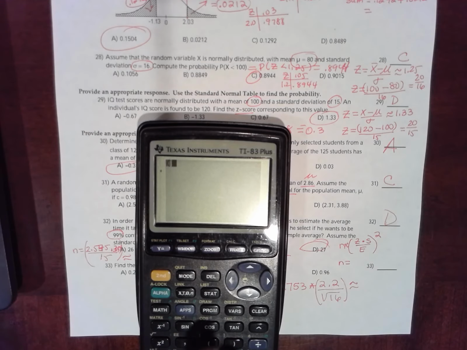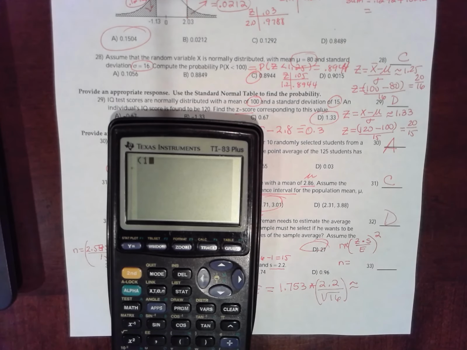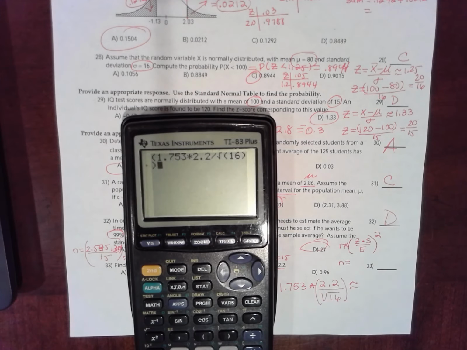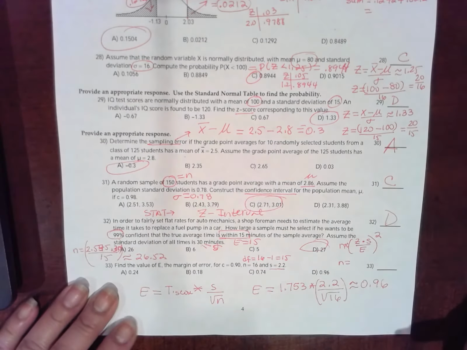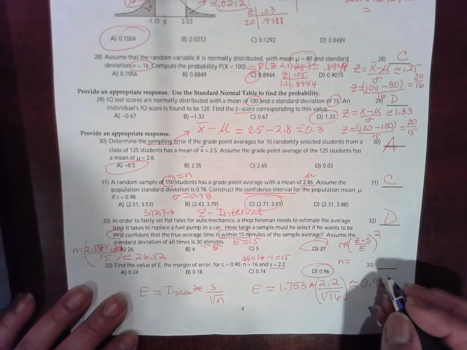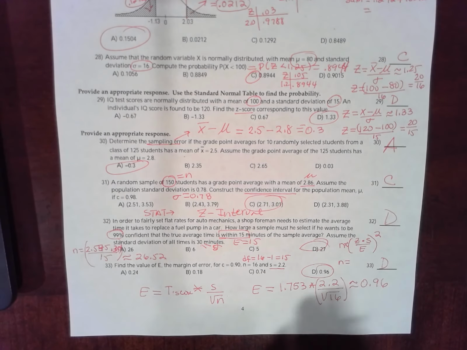I recommend that you enter everything in parentheses. So 1.753 multiplied by 2.2 divided by second square root of 16, and close the parentheses, because this calculator opens an additional parenthesis inside of the square root. Make sure that everything that you open, you close it. So 0.96415, they usually want 2 decimal places. If you look at the choices, everything has 2 decimal places. So the right answer will be letter D. And that's it for this video.